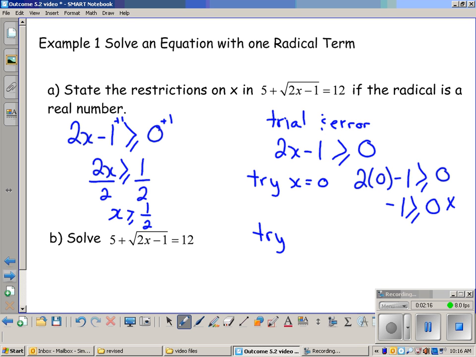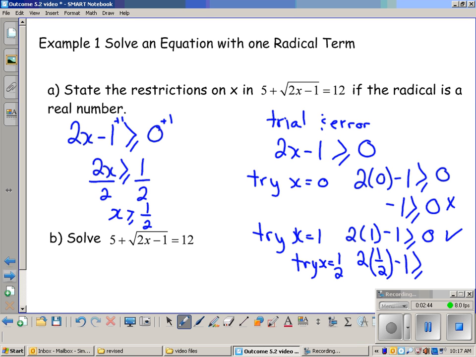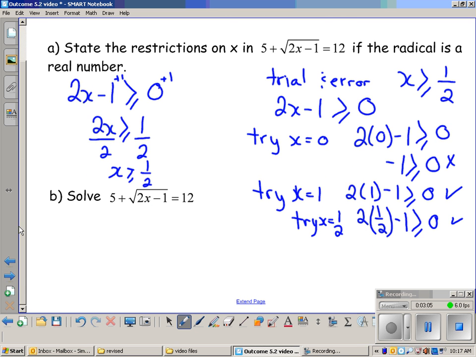I can try 1. So x equals 1. This gives me 2 times 1 minus 1 is greater than or equal to 0. So 2 times 1 is 2. Take away 1 is 1. 1 is bigger than 0, so this value works. I can also try x equals 1/2. I have 2 times 1/2. Take away 1 must be greater than or equal to 0. 2 times 1/2 is 1. Take away 1 is 0. So this one works. So this means that, again, x must be bigger than or equal to 1/2 in order for us to have a real number. So those are my restrictions.